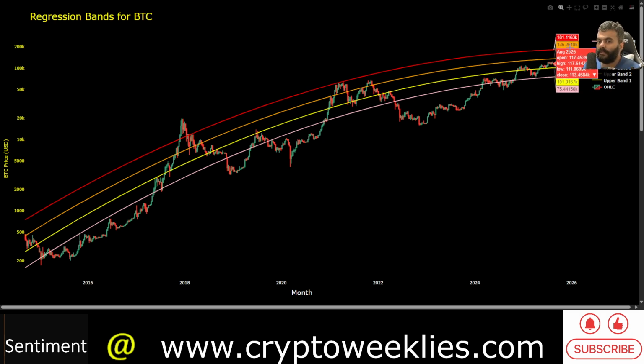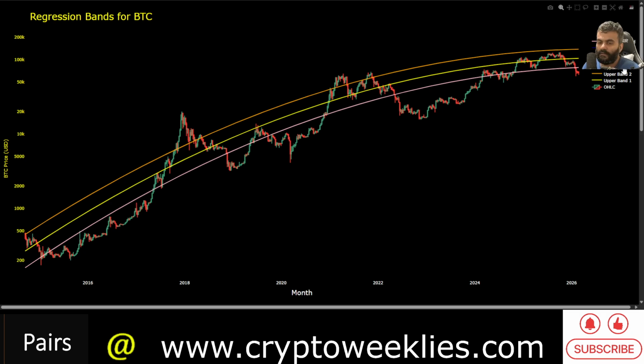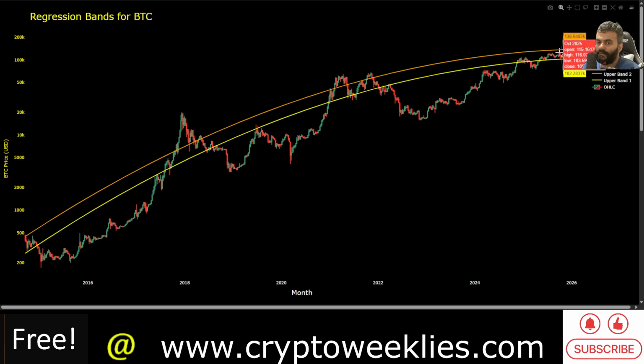The last time around, the 3 standard deviation line did not come into play. The 2 standard deviation and the 1 standard deviation, slightly higher than the midpoint of the 100k and 134k, at around 117, 120k. That was the peak for Bitcoin for that cycle.